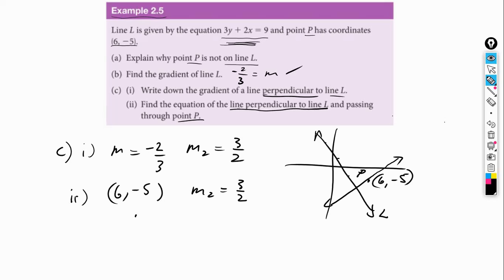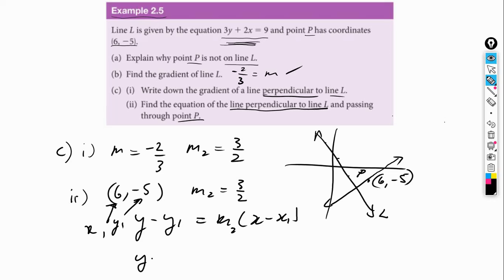And remember that it is y minus y1 is equal to m times x minus x1. Of course, this can also be m2. It doesn't matter, right? So notice that the 6 is going to be x1, and the -5 is going to be y1. So we have that it's y minus -5, and here you have to be careful always when you have negatives for the coordinates. And this is going to equal 3/2 times x minus 6.